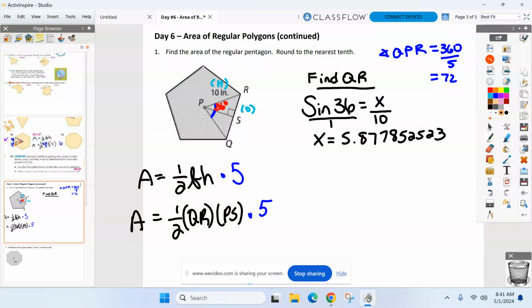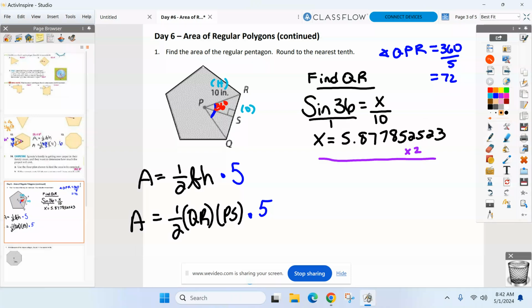Notice I didn't round anything because this is not the area. So I'll keep all the decimals to the very end. Is this number going into my area formula? No, right? This isn't RS. I still need to do what to it? Double it. Make sure we double it here.